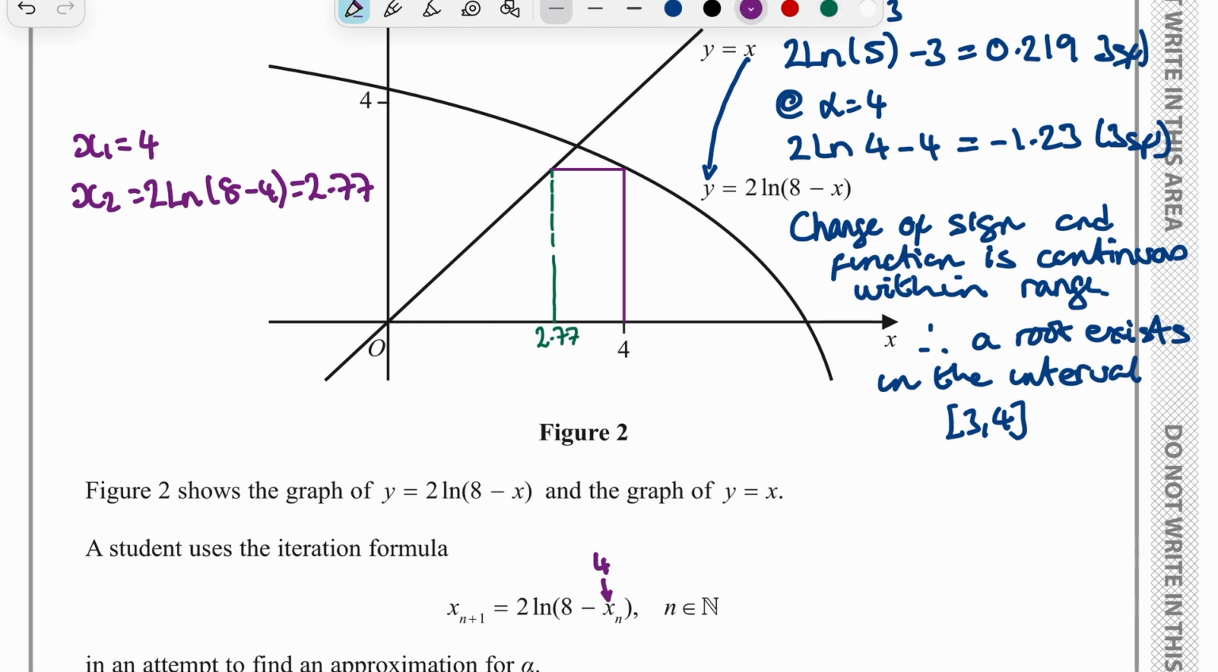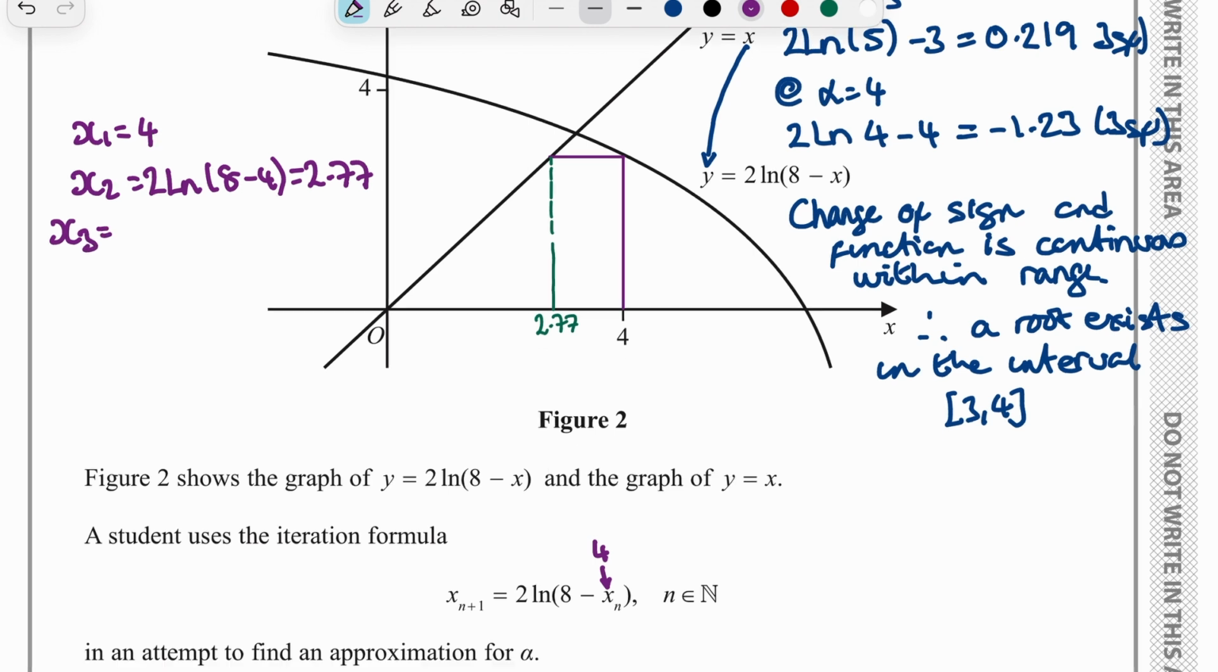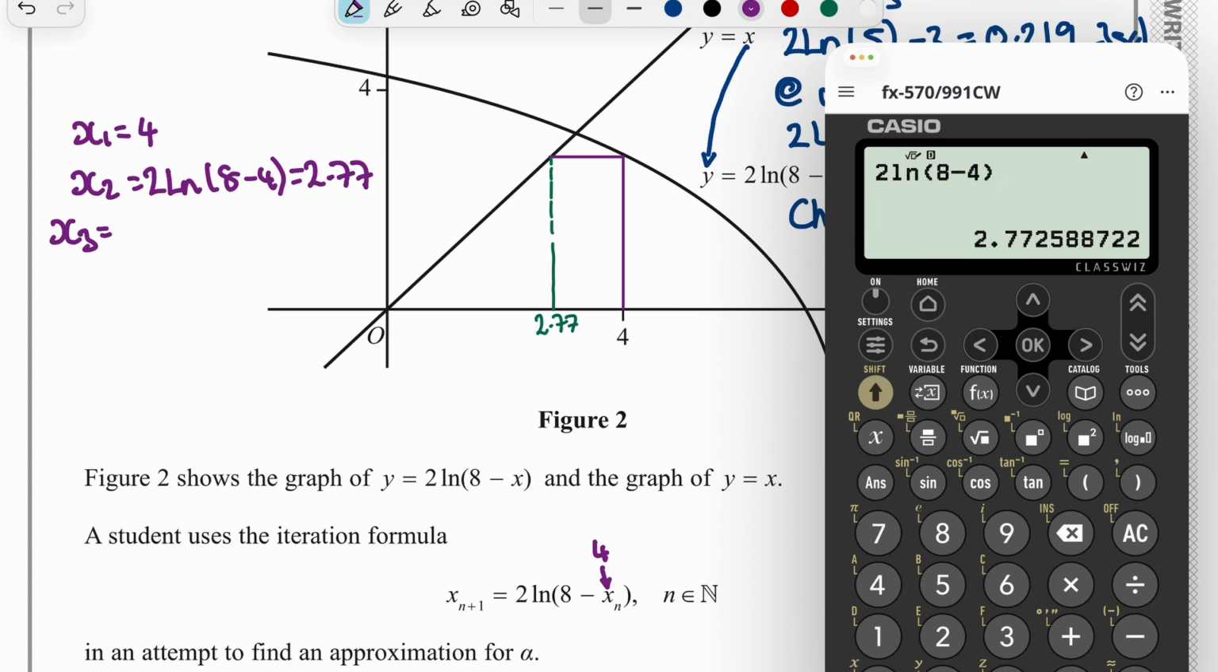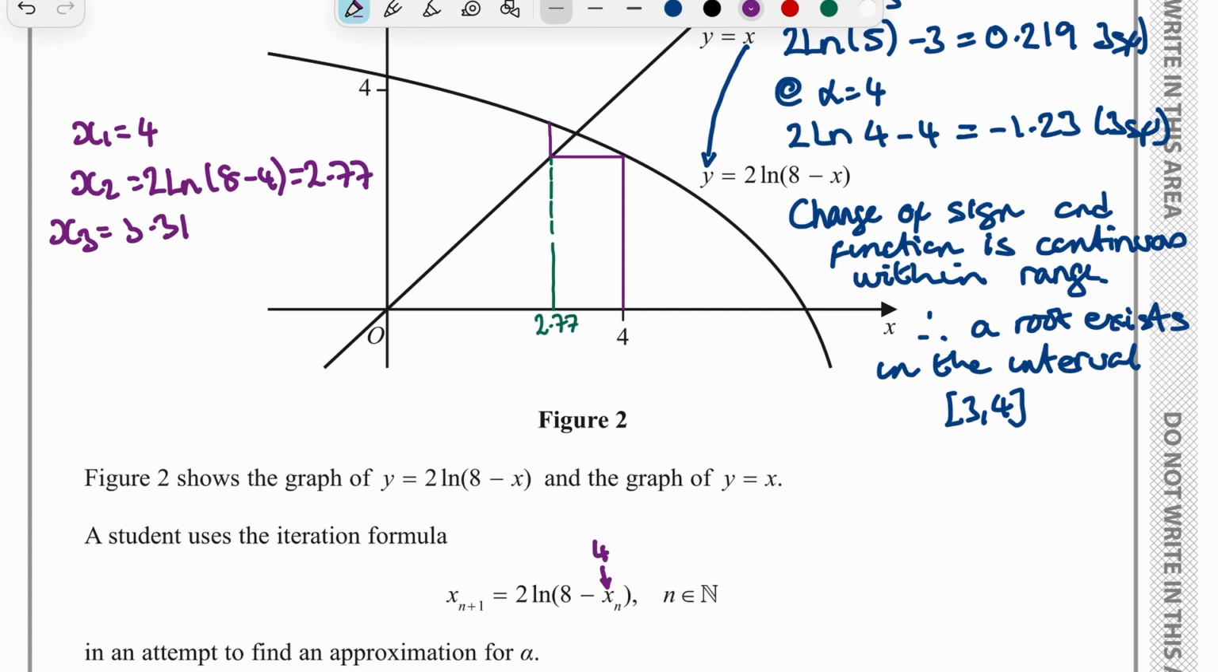So our next iteration, x3, we can do this on our calculators now. We go back to the equation and we replace the 4 with that previous answer, and we get 3.31. So now we go up to the curve, and we go back to the line, and this value of x will be 3.31.